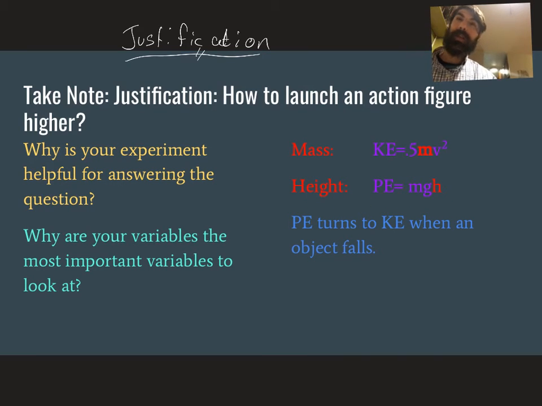And if you're looking at the teeter board, think about what we learned about work when we balanced quarters on a ruler, and how the teeter board acts like a lever. And so we can use this idea of energy, and specifically these definitions of potential energy and kinetic energy, to explain why our variables are important and why our model of a teeter board looks like the teeter board from the circus, and why we can use it to launch an action figure higher.